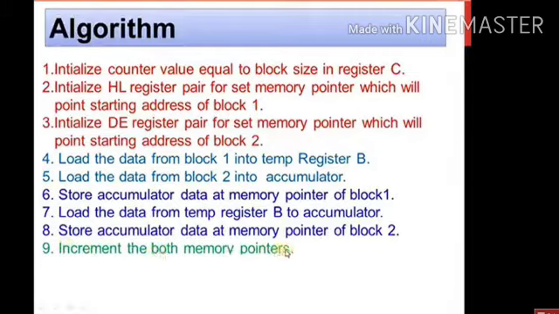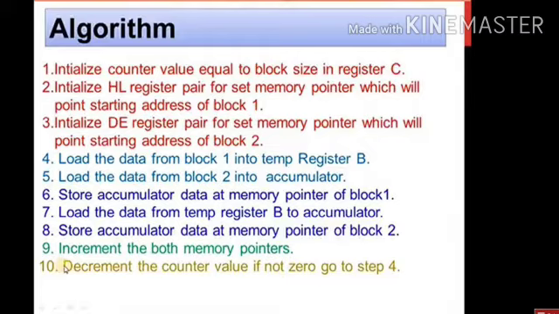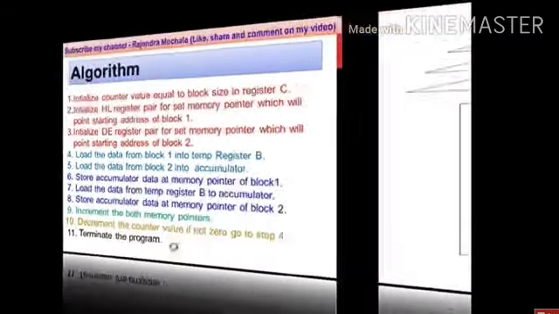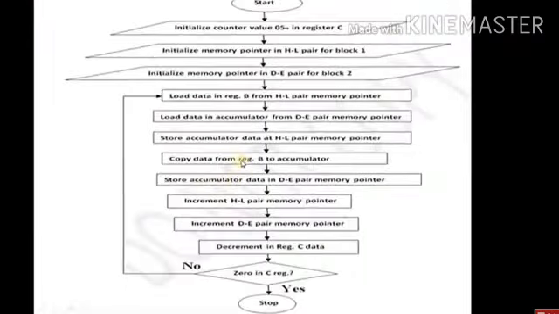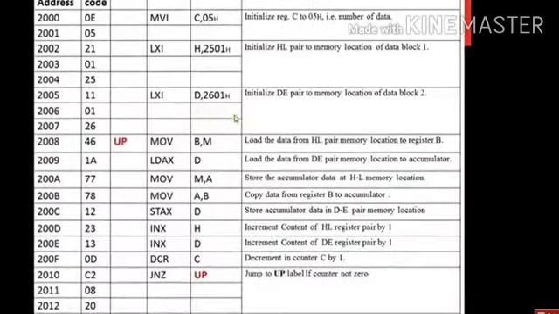Next, ninth will be incrementing both the memory pointers. At that time we should decrement the value of the counter till it gets 0. If it is not 0, again we have to follow step number 4. We have to go to step number 4 again and again. Understood? This much is clear. Now when all the data is transferred, we terminate the program. This is the structure of our flowchart.